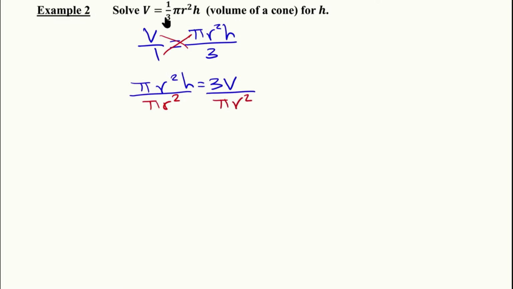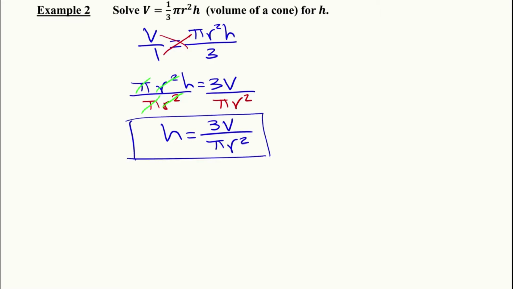This, by the way, is the formula for the volume of a cone. You may have seen it before. So now we're going to cross cancel the pi's here and the r squareds, and that's it. We end up with h equals 3v over pi r squared, and that's all we need to do for that one.